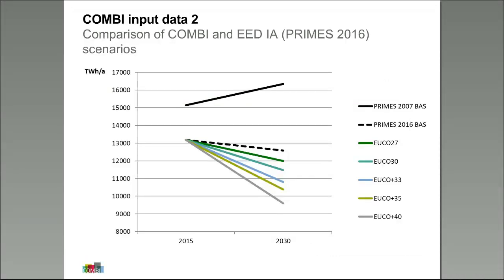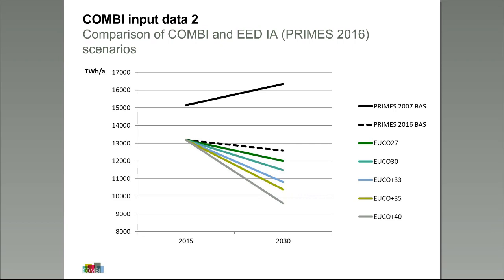So what is the outcome of our modeling? Maybe just a few words on the official scenarios that are out there. As you probably know, the latest scenarios that were published are with the EU EED impact assessment in 2016. So this is the dashed black line. Here we have a baseline scenario from the year 2016. That's the latest baseline that we have available. The dark black line above is the PRIMES 2007 baseline scenario.